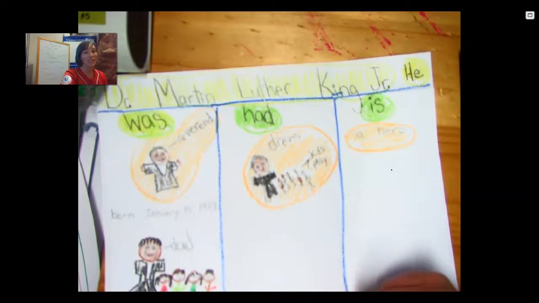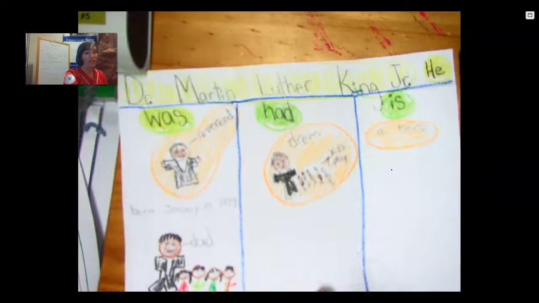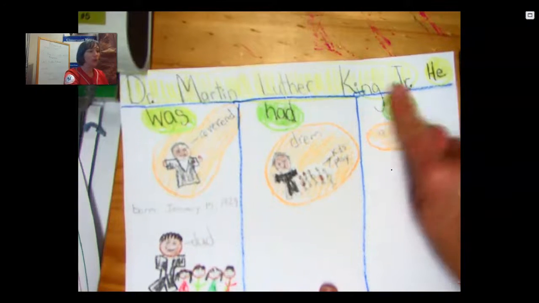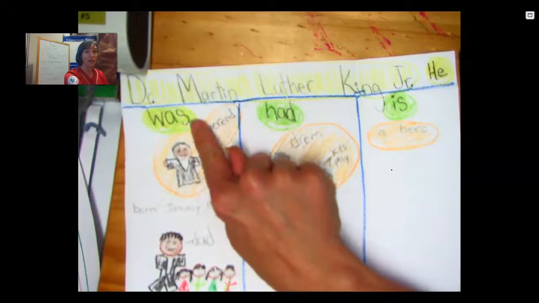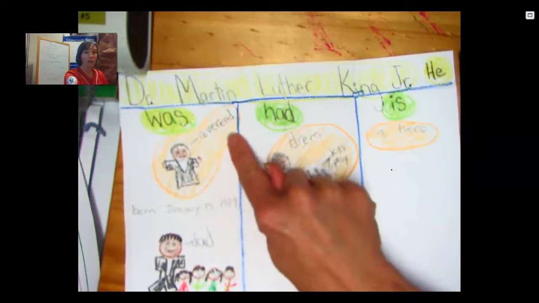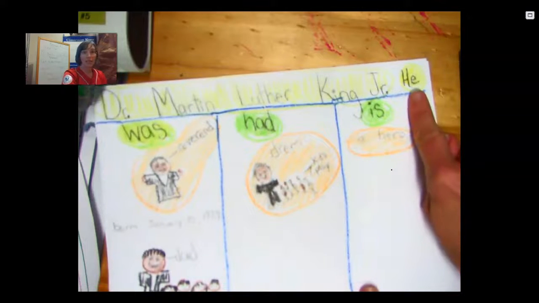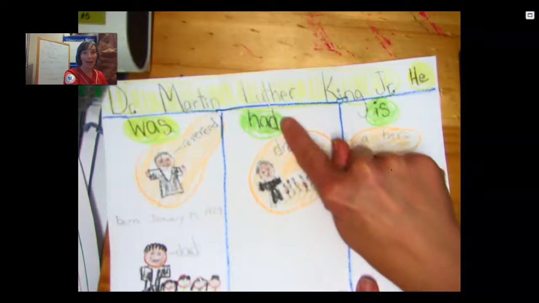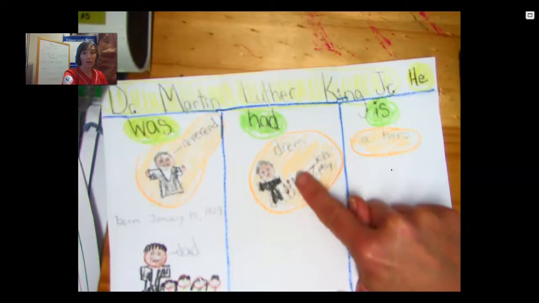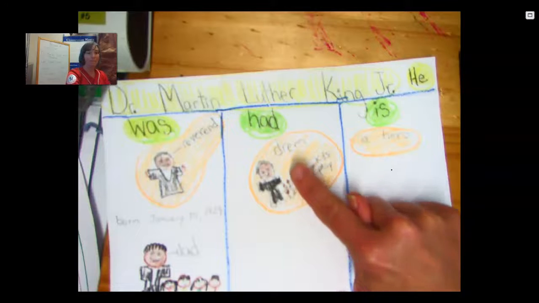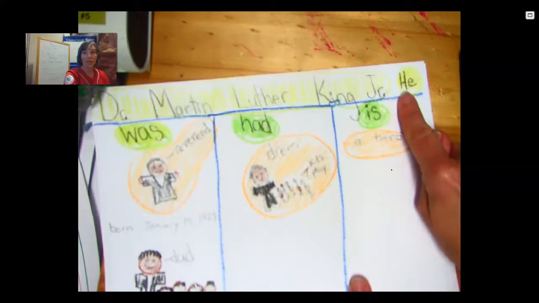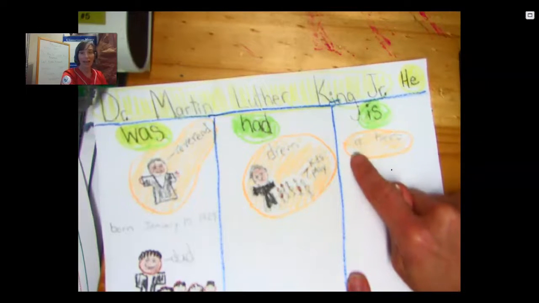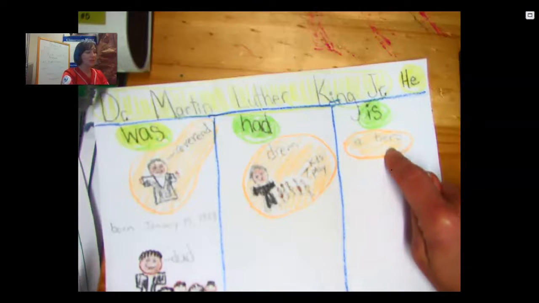Let me say it out loud to somebody, see how it sounds. It goes like this. Dr. Martin Luther King Jr. was a reverend. Go back to yellow. He had a dream. Go back to yellow. He is a hero. Now let's see.